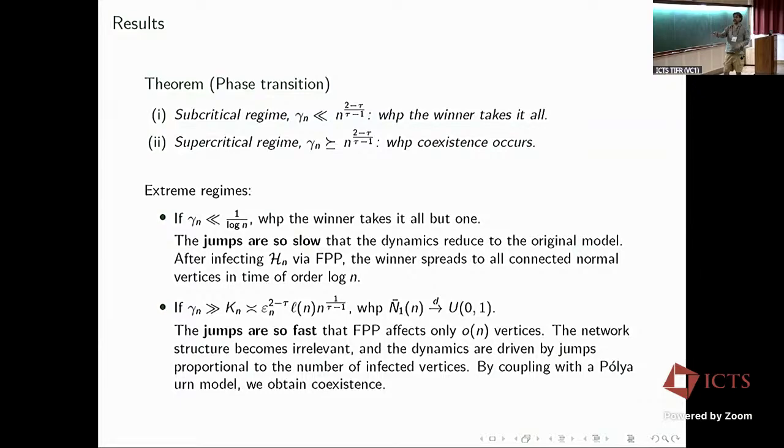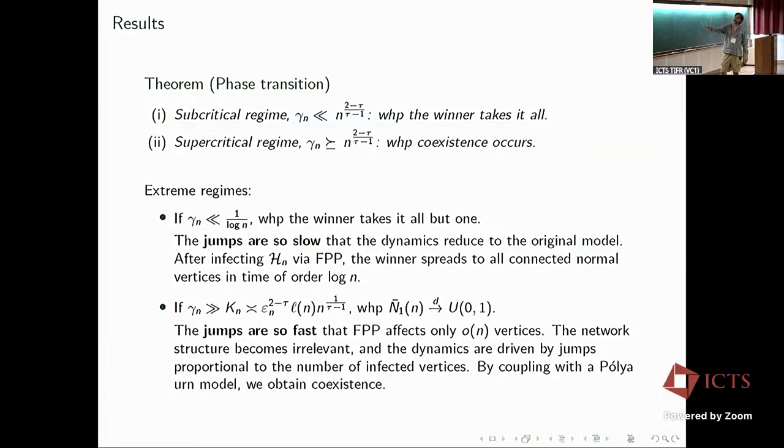And on the other side, if gamma n is very fast, so it's bigger than K_n, where K_n was the total degree of the nodes outside the giants, then the proportions of vertices of type 1 and type 2 converge to a uniform random variable on [0,1]. So there is coexistence, and this is completely determined by the jump process. You can couple this with a Foley-Owen model somehow. Jumps are so high that the topology of the network is not important anymore. You're just jumping randomly, and you can couple this with a Foley-Owen. So these are extreme situations.